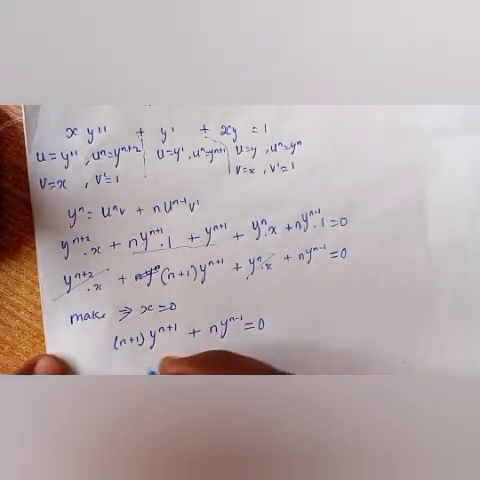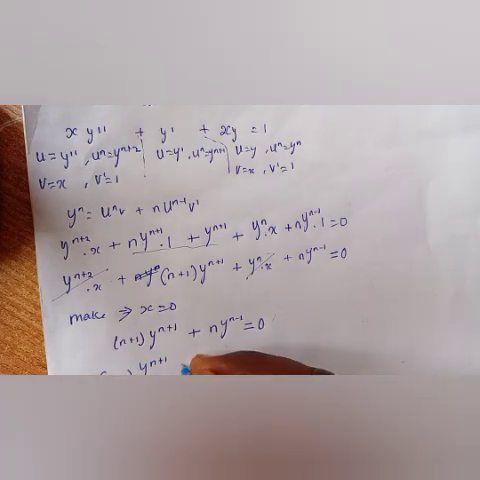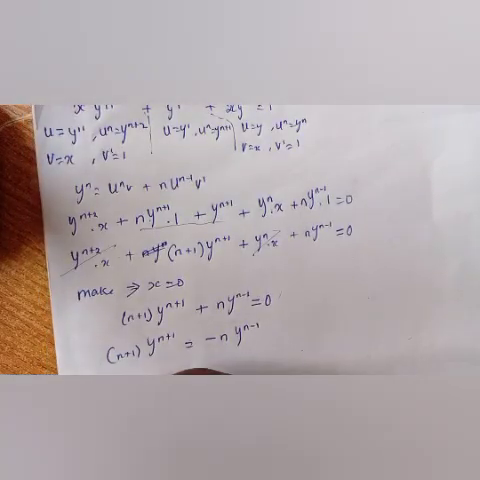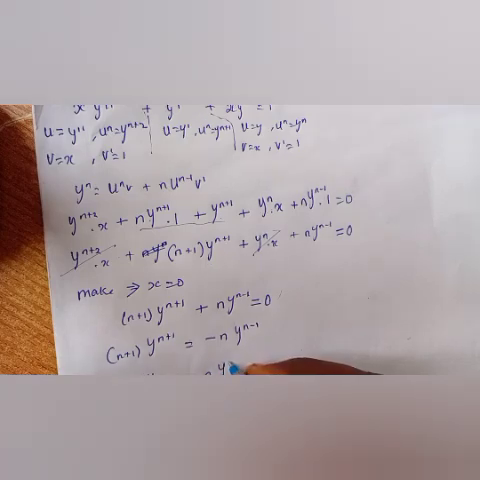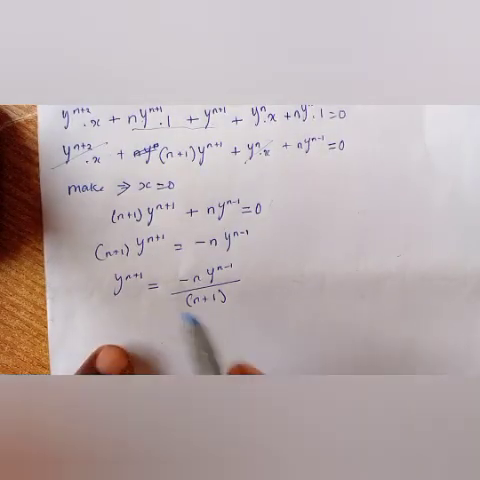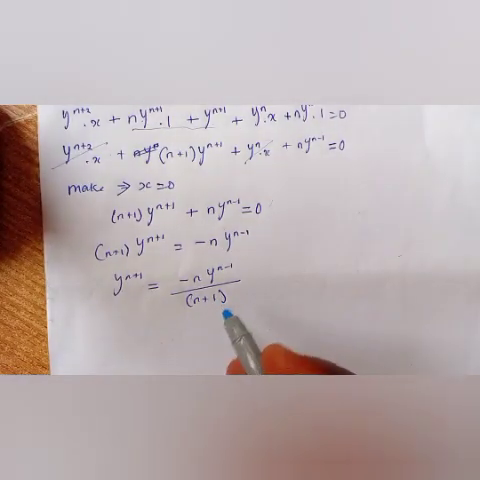Now take this one to the other side, so we have n plus 1 yn plus 1 equals to minus n yn minus 1. So now yn plus 1 equals to minus n yn minus 1 over n plus 1. We divided both sides by n plus 1 to give us this side.